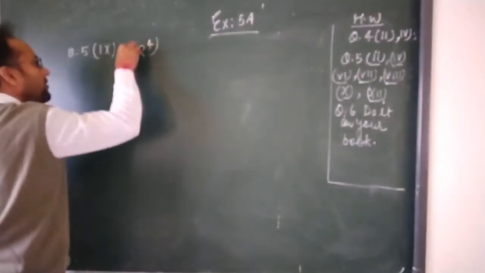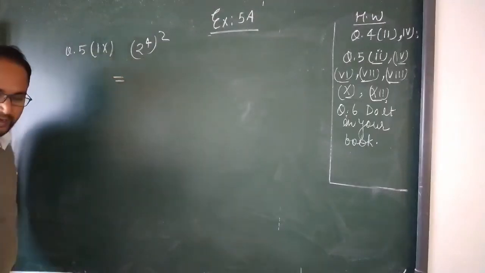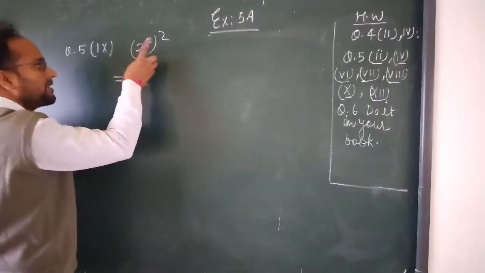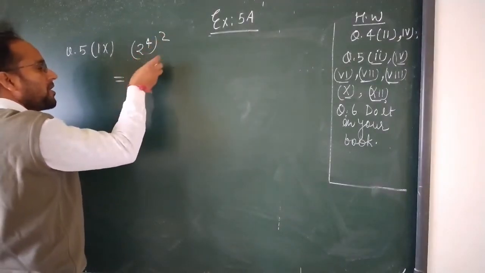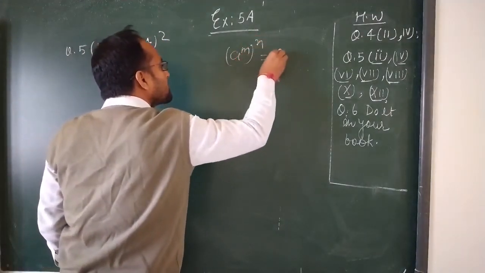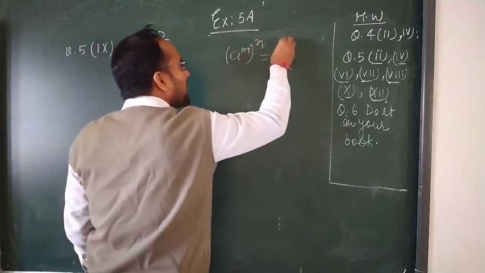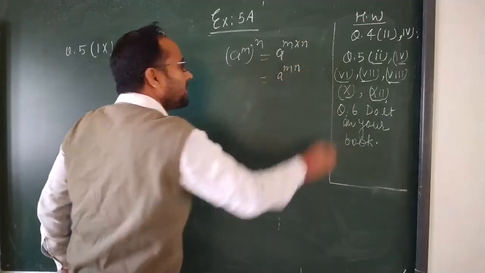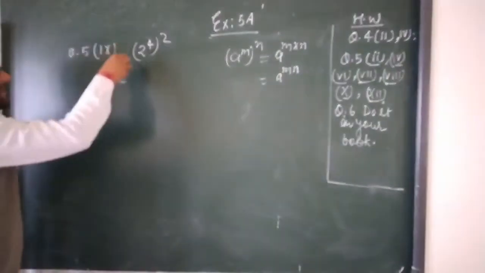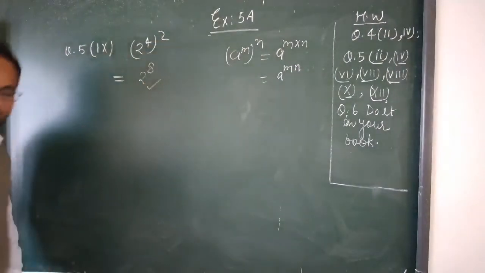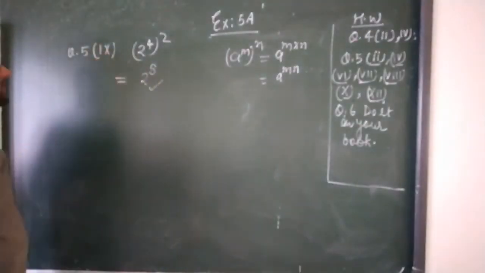See this question number 9, students. In this, 2 to the power 4, to the power 2. Write in the form of a power of a prime number. So how will you write it? You know that (a to the power m) to the power n, you will multiply the powers m into n and write a to the power mn. Same as this, you will write 2 to the power 8. This is your answer. This is question number 9.